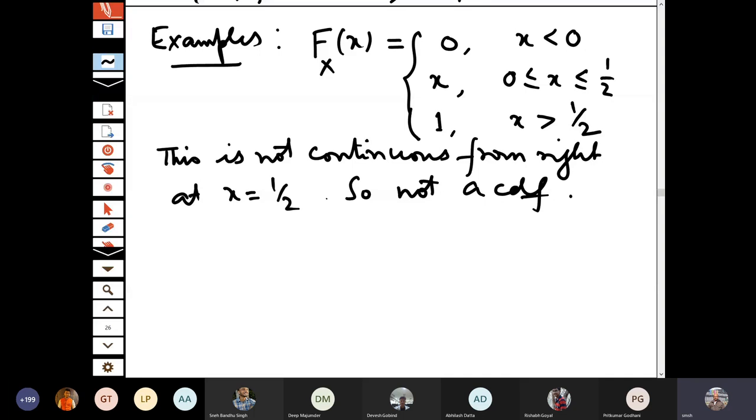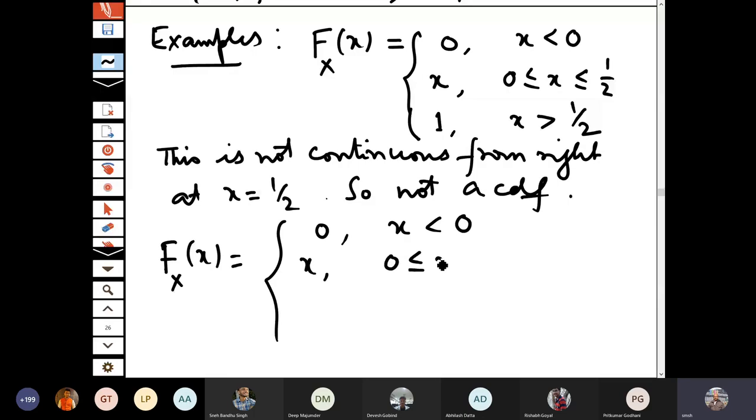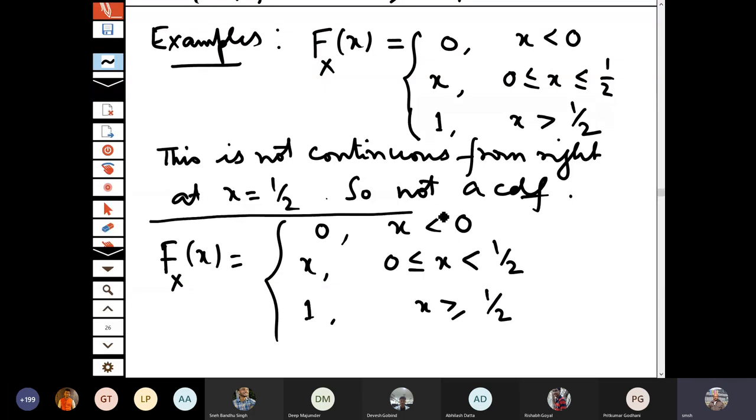Okay. So I change it. Suppose I make it like this: 0 for x less than 0, and it is x for 0 less than or equal to x less than half, and 1 for x greater than or equal to half. Now it is continuous from right at every point. Is that okay? So can you tell what is this random variable?